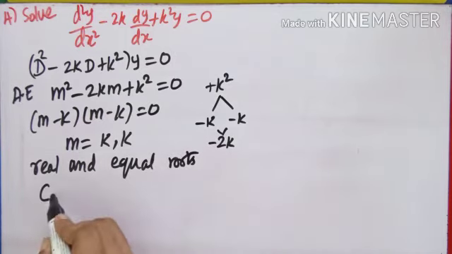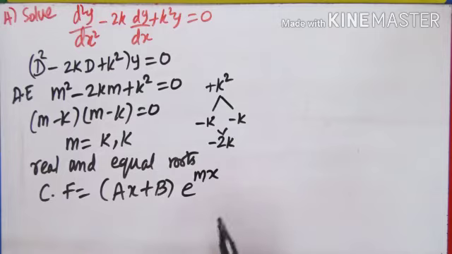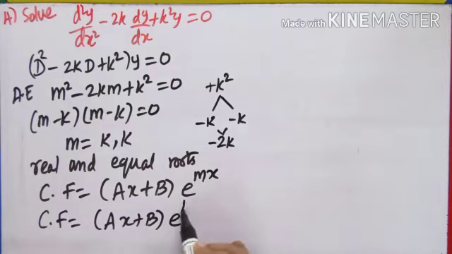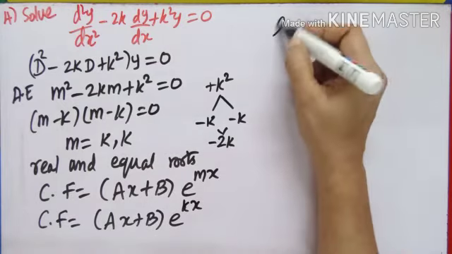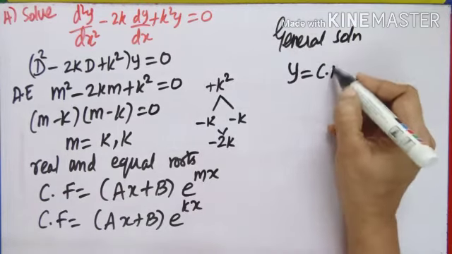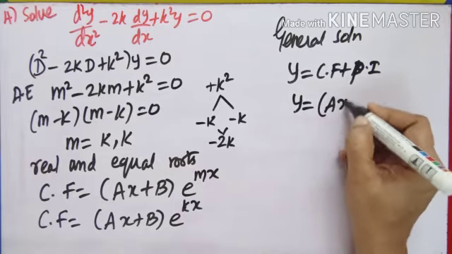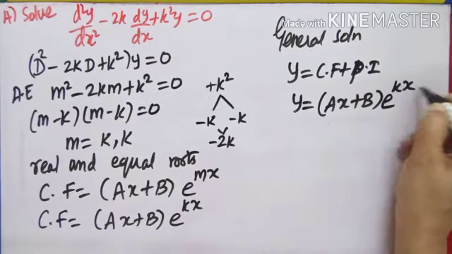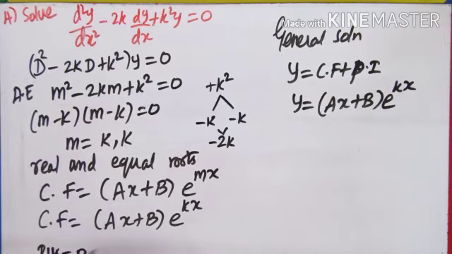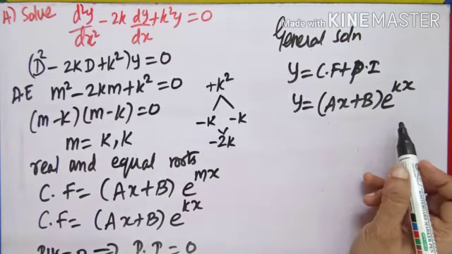Whenever the roots are real and equal, complementary function is (ax plus b) e power mx. Here complementary function is (ax plus b) e power kx. And we write the general solution. The right hand side is again 0. CF plus PI, y equals (Ax plus B) e power kx. RHS 0 implies particular integral is 0. So our answer will be y equals (Ax plus B) into e power kx.